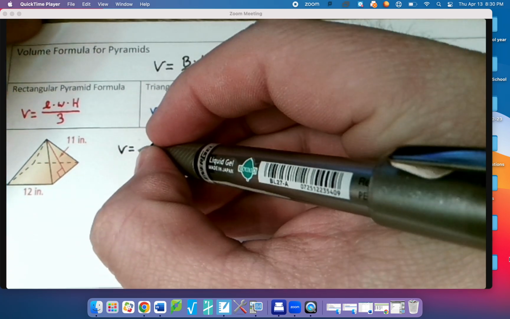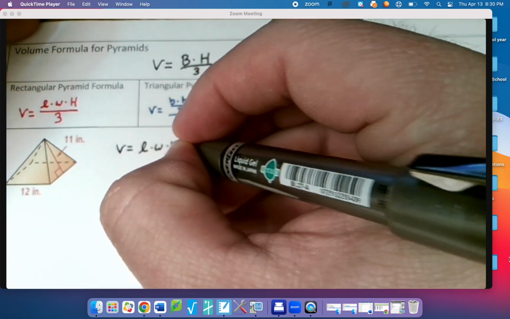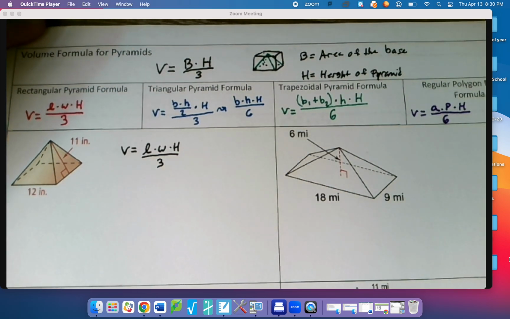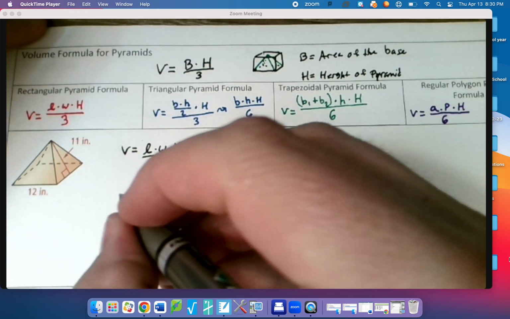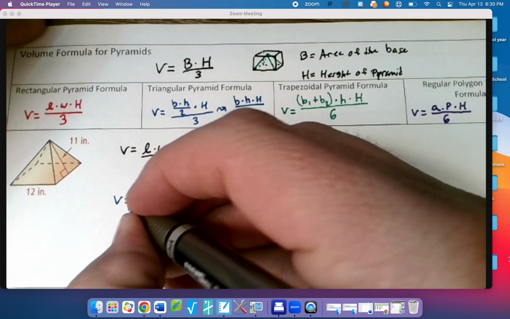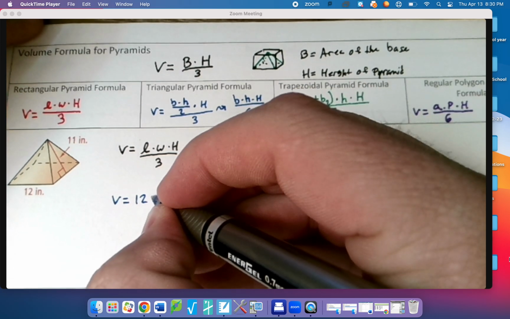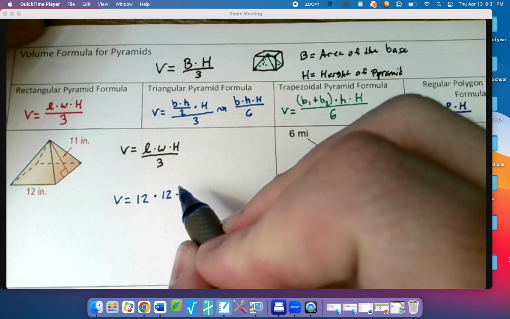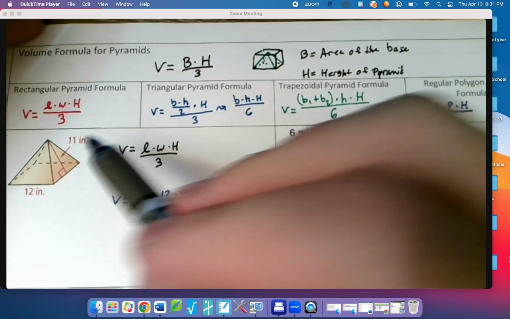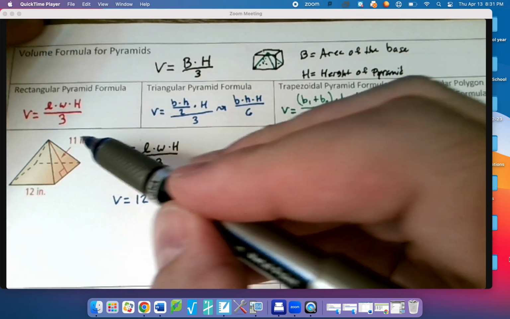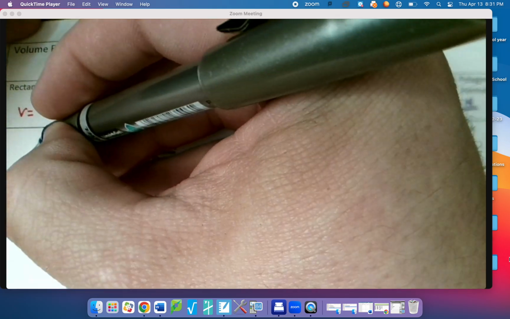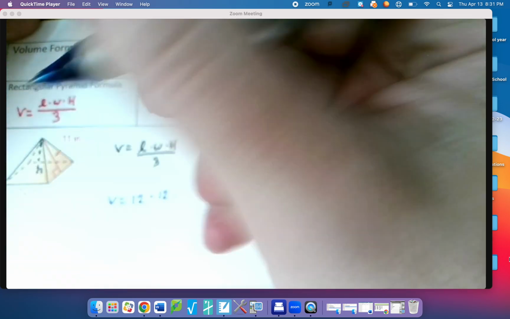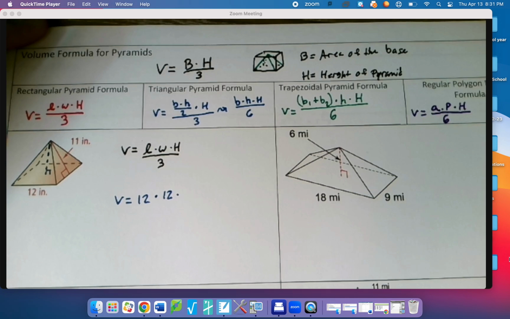First problem right here, volume is equal to length times width times height, all divided by 3 again. I want you to write down that formula. Plug in our numbers. This happens to be a square pyramid. But unfortunately, that 11 right there is not the height of the pyramid. That's the slant height. So what I need to do is actually find the height of this pyramid.